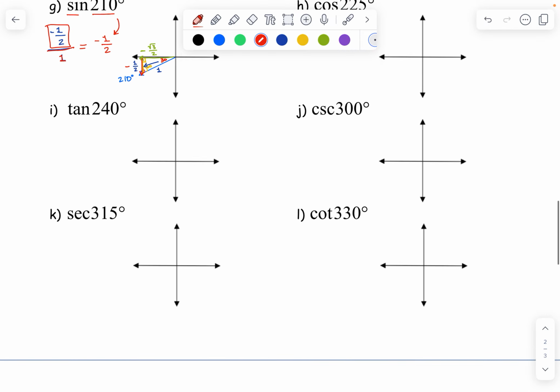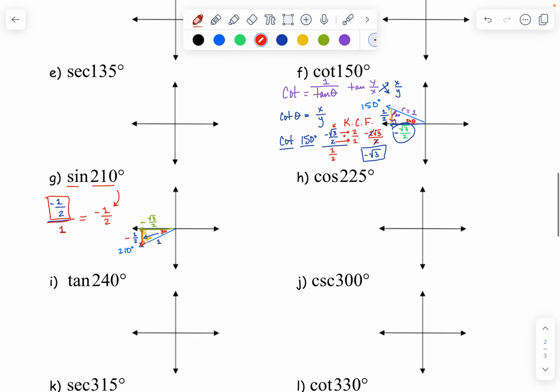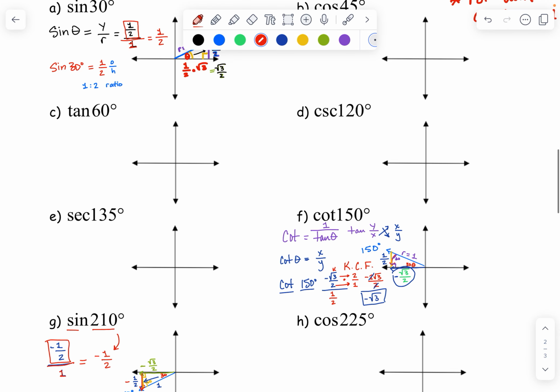There are a lot more examples on here for you to try yourself. Try to complete those before moving on to part 2 of the video.